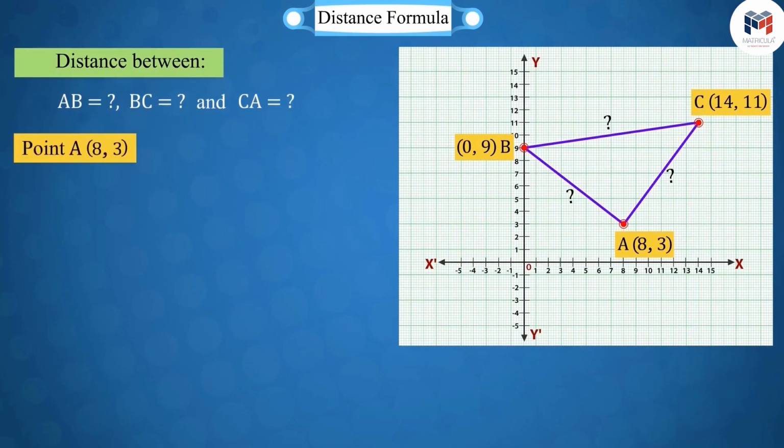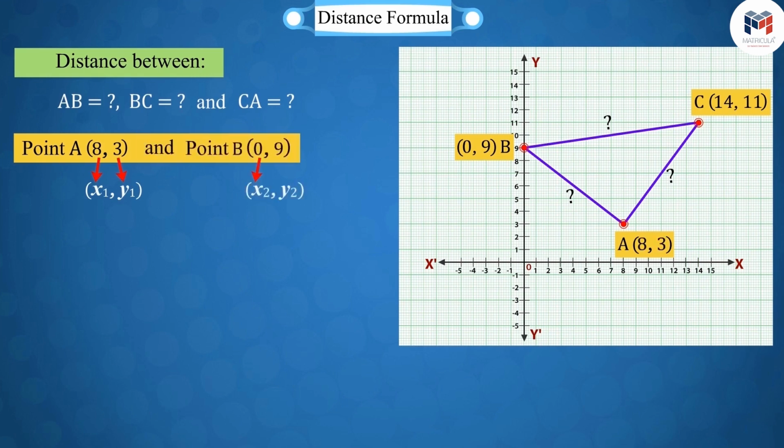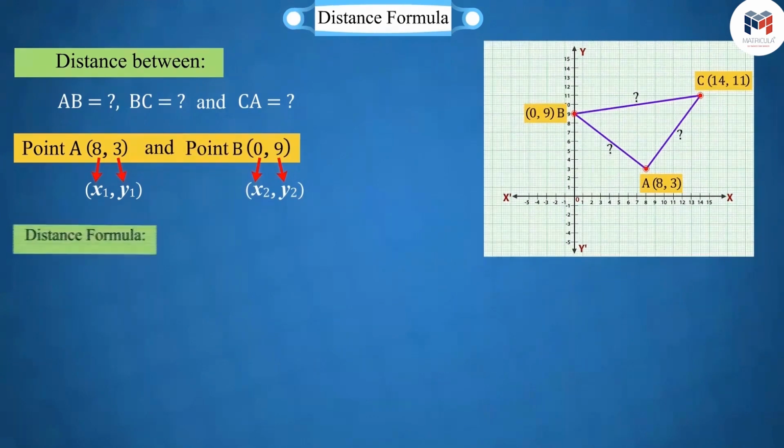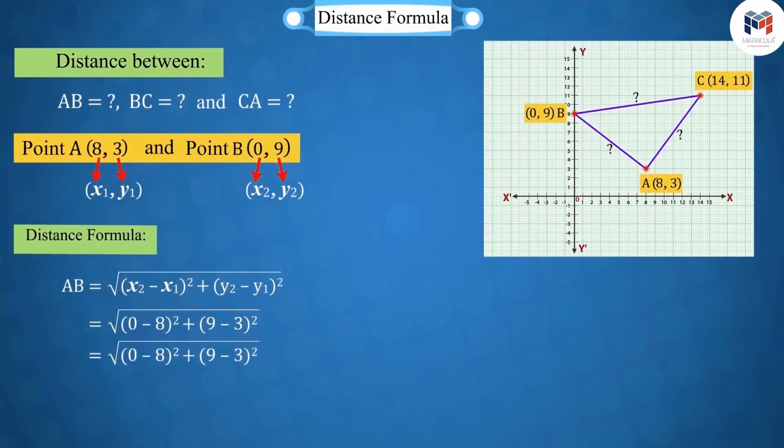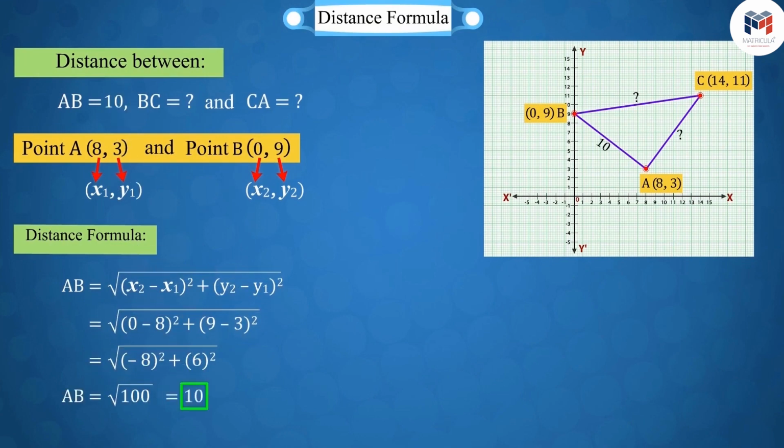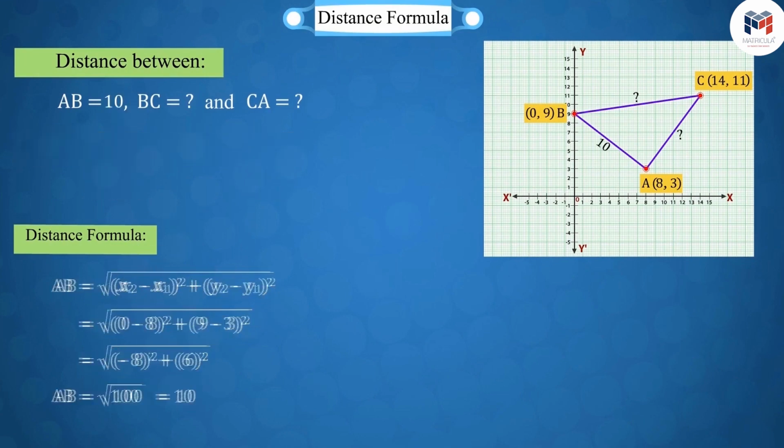Suppose the coordinates of point A, that is x1, is equal to 8 and y1 is equal to 3. And the coordinates of point B are equal to x2, equal to 0 and y2 equal to 9. According to the distance formula, we get the value of AB as 10.